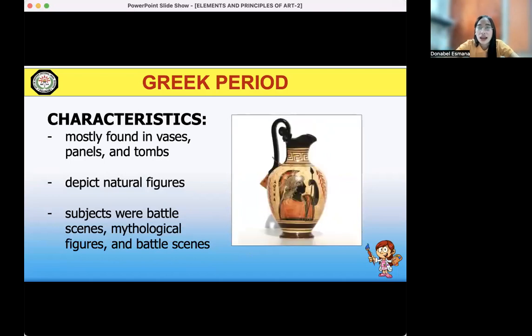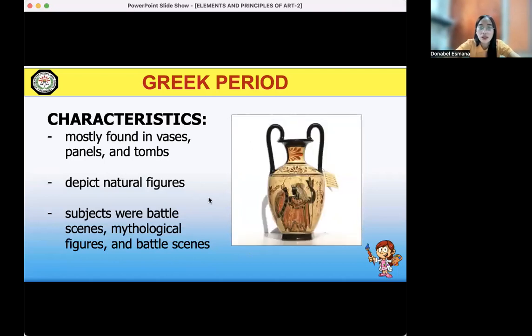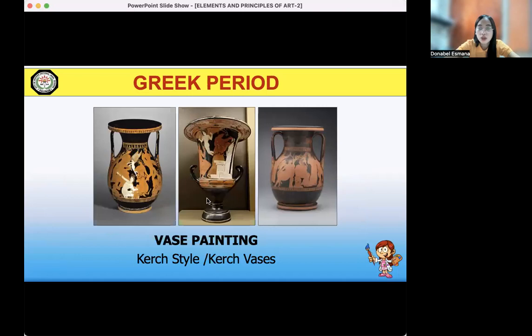Battle scenes, yeah. Greeks use distinctive style of Greek-based painting and uses two main styles like the black figure and red figure painting, just like this. One example of that is this, the Kerch style. So what is Kerch style? This is an example of vase painting, no?